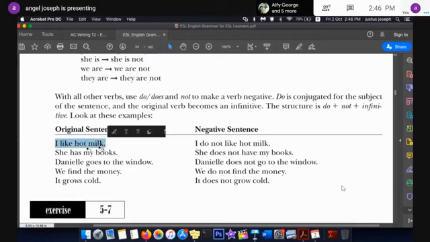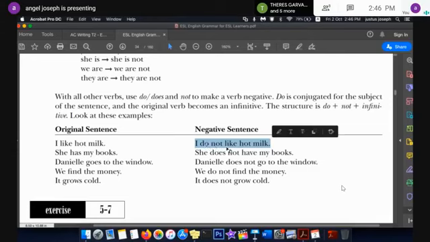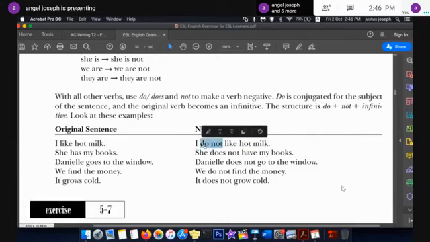I like hot milk. Okay, now if you want to change this, you cannot say I like not hot milk. No, that does not make sense, right? So we all know how to write this correctly. That is, I do not like hot milk. What did we add? Do not.